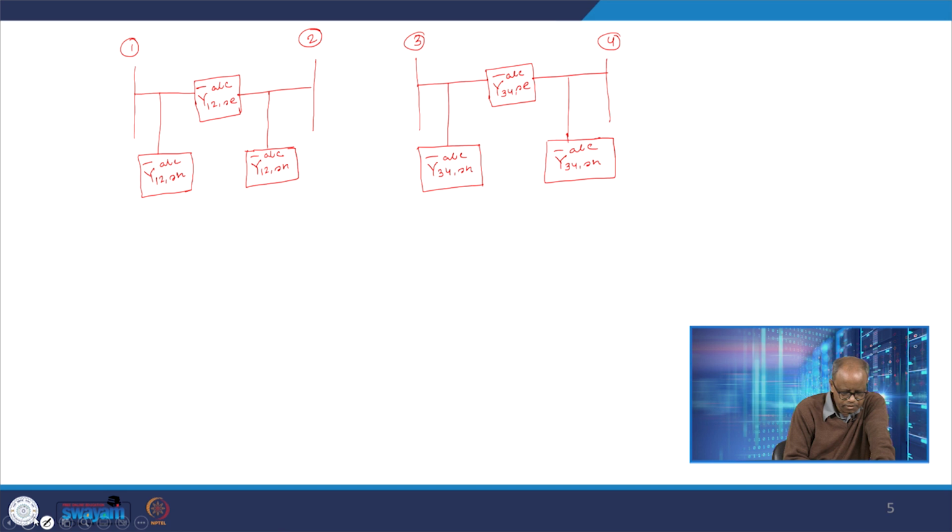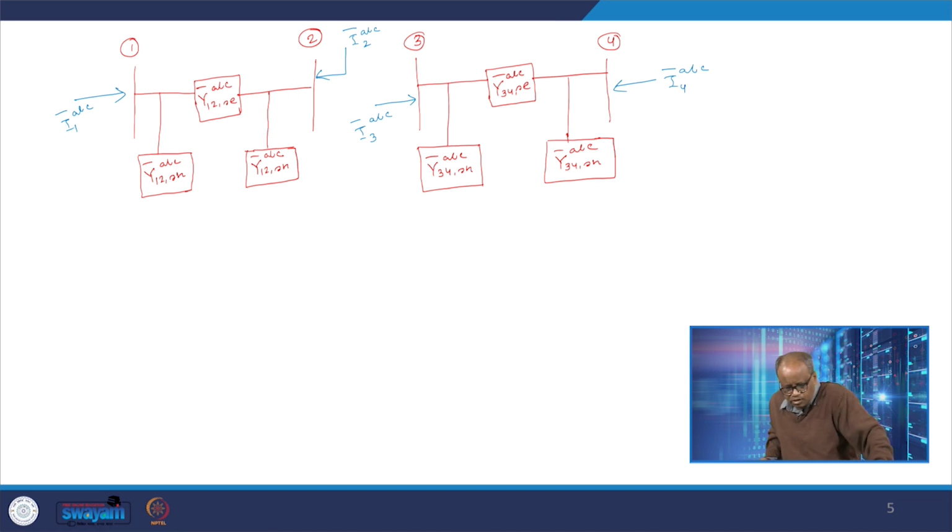So here if I say that my injected currents are I1 ABC, I2 ABC, I3 ABC, and I4 ABC, then by writing down the equations or by following the rules, I can simply write down this Y matrix: I1 ABC, I2 ABC, I3 ABC, I4 ABC.